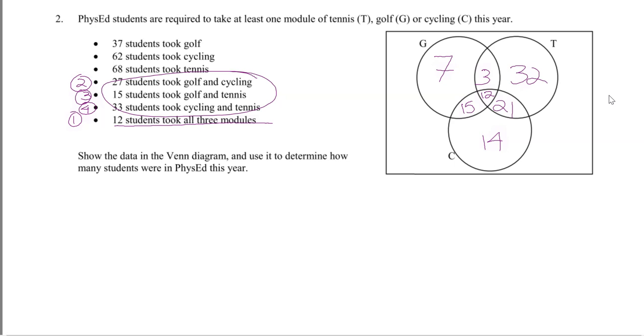So they're required to take at least one of, which means every student is in there. There's nobody that's taking none of. Just put a 0 out there if you like. So we just add these up. 7, 10, 42, 47, 57, 59, 69, 70, 90, 104. 104 students were taking phys ed this year, or this semester. That semester.